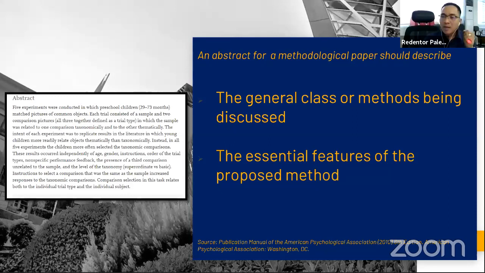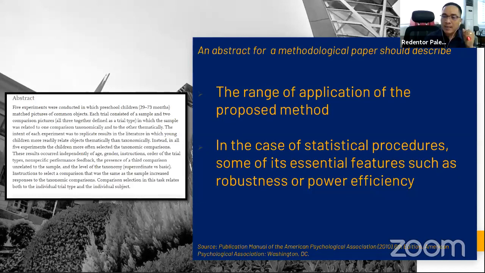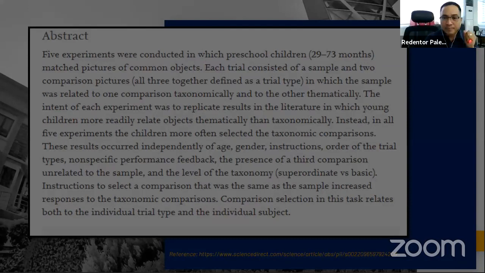And of course, you have to look into also the statistical procedures, some of its essential features, such as the robustness, power, efficiency of the statistical procedures that you have used in your paper. Okay, that is for methodological paper. So here is an example, an abstract of a methodological paper. Take note.